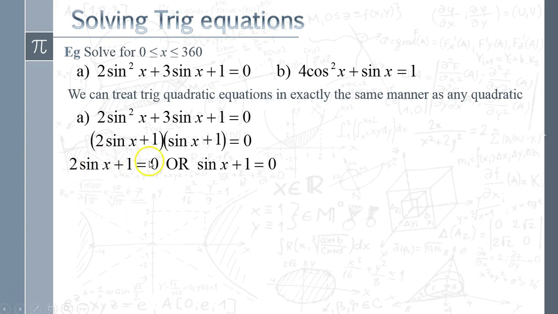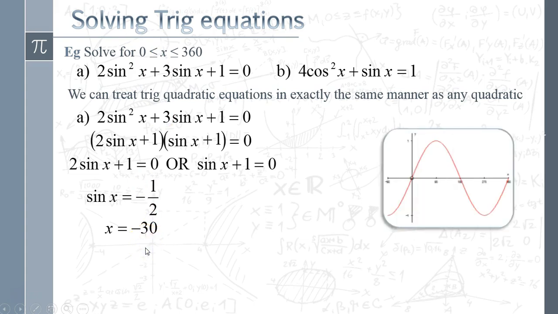On the left hand side, we've now got sine x equals minus a half, and that gives us x equals minus 30. Now again, we've got the issue that we want our range from 0 to 360, so minus 30 is not the range we want. Little sketch of your trig curve. There's the minus 30, there's the two values that you want, and hopefully by now you should be comfortable working out that we get 210 and 330 as the two values we want.